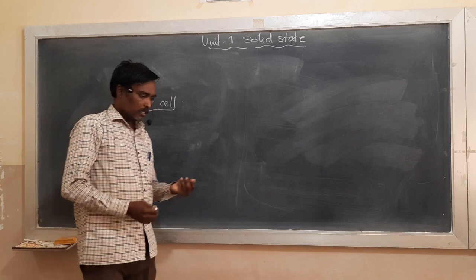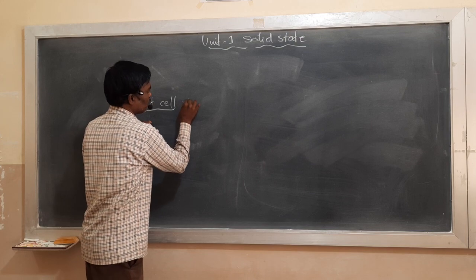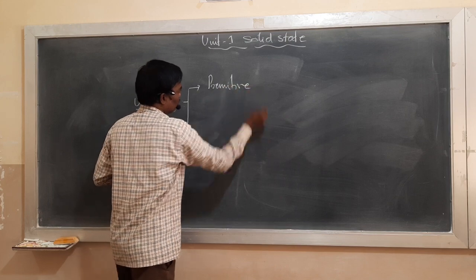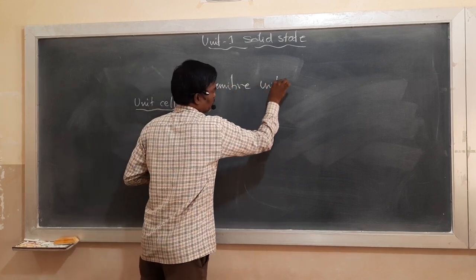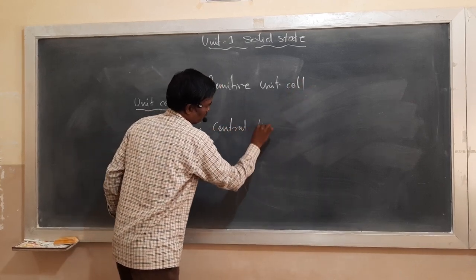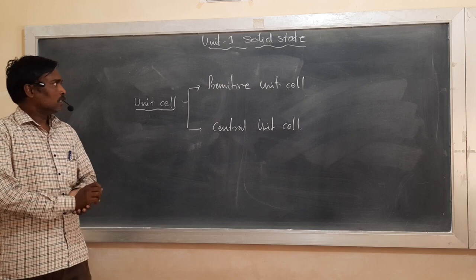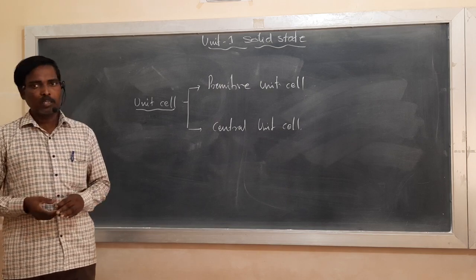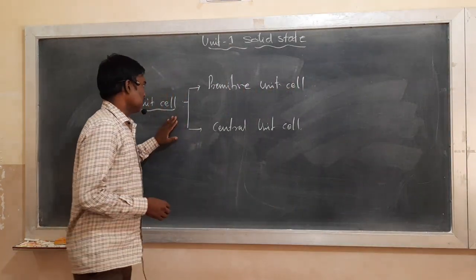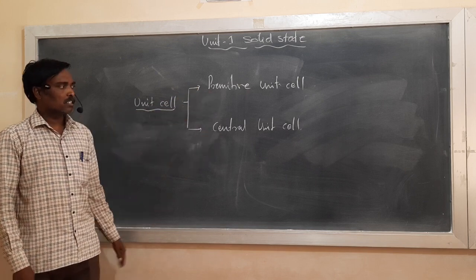Now, we classify the unit cell mainly into two types. One is the primitive unit cell, and another one is the centered unit cell. The classification of the unit cell is mainly based on the position of the constituent particles in that unit cell. They are mainly classified into two types. One is the primitive unit cell, another one is the centered unit cell.